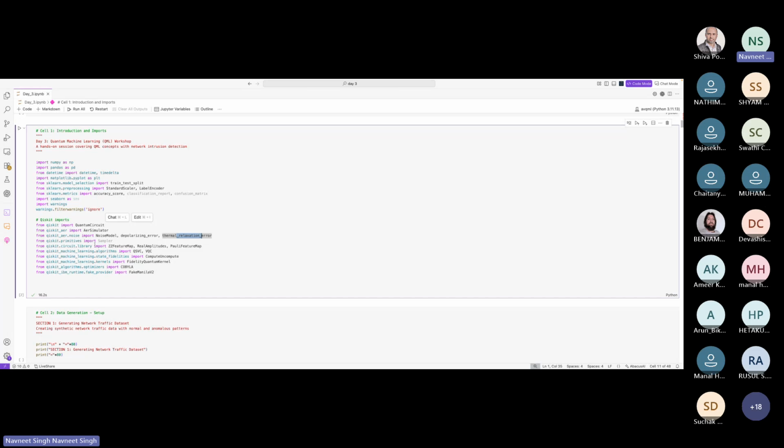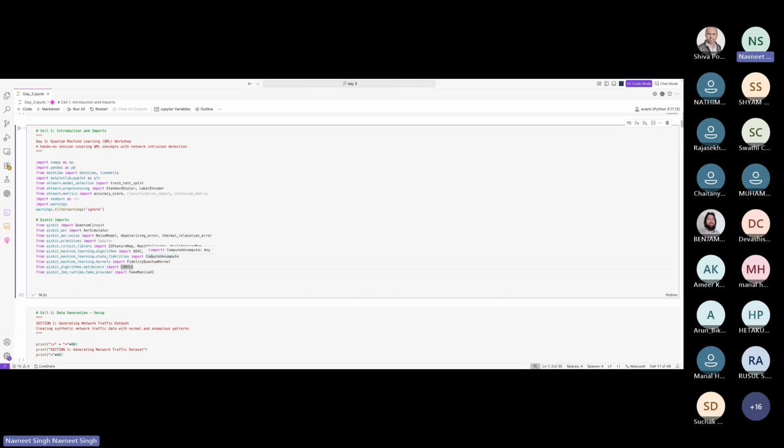And VQC can be tuned for different functionality based on our own requirement. Generally it combines the feature map, a variational circuit, or other Qiskit library functions which can behave like different variational circuits, and our classical optimizers. Here we will use some optimizers.